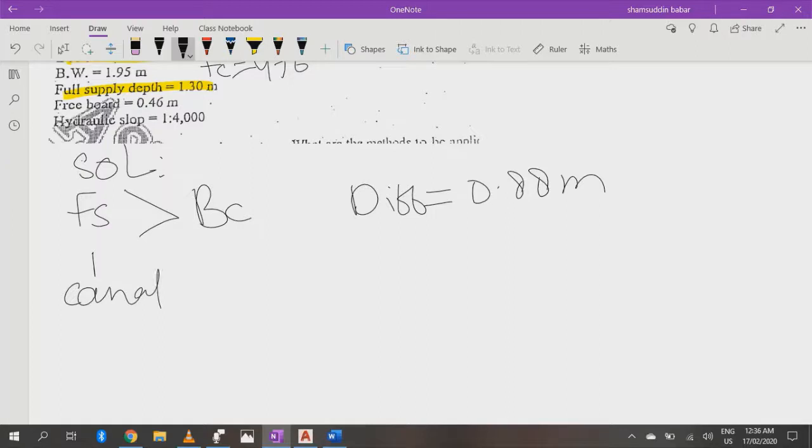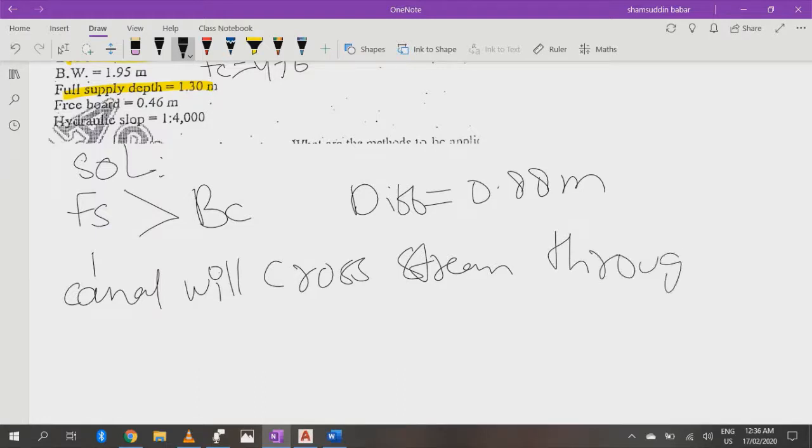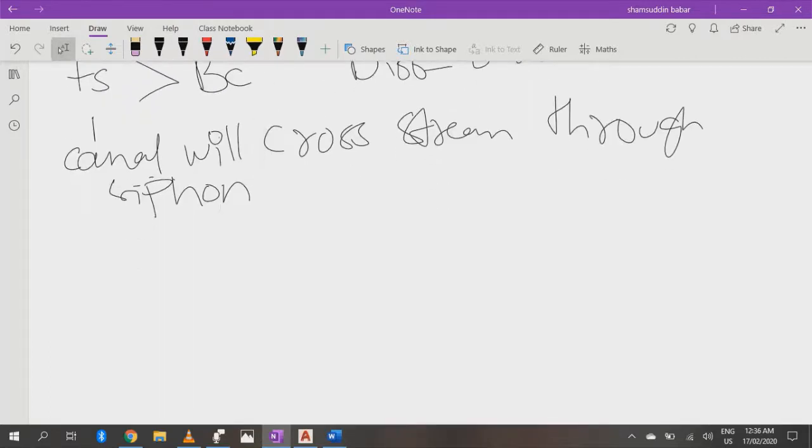Canal will cross stream through siphon, siphon. If I am pronouncing it badly, you can always check that out.